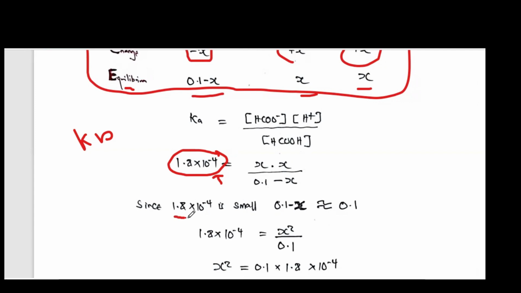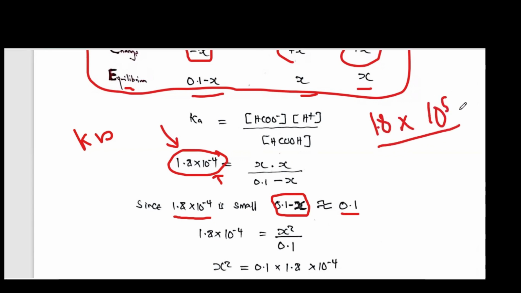So here I wrote, since this value is small, it means the 0.1 minus x will have no effect. It's the same as removing this x. It will just give you 0.1, because the value there is so small. But if that value was big, say we had 1.8 times 10 to the power 5 there, you can see that this number is very big, so the x there would matter. But in this case, where this Ka is small, the x won't matter. So the 0.1 minus x will just tend to become 0.1 there.